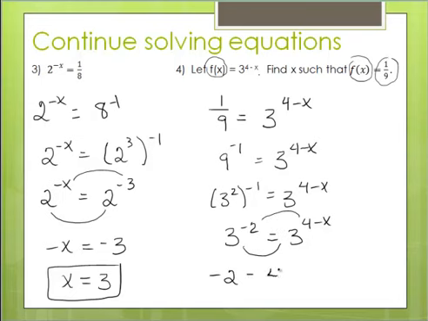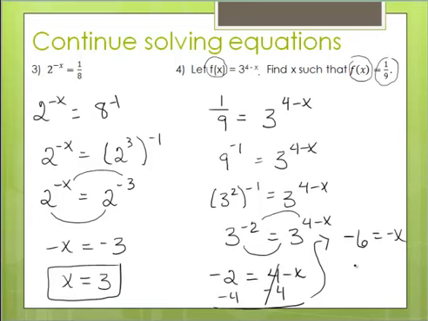So -2 equals 4 minus x. So we need to subtract 4, and we get -6 equals -x. Divide both sides by -1, so x is equal to 6.